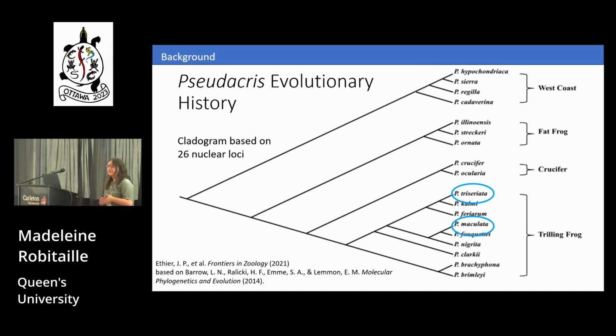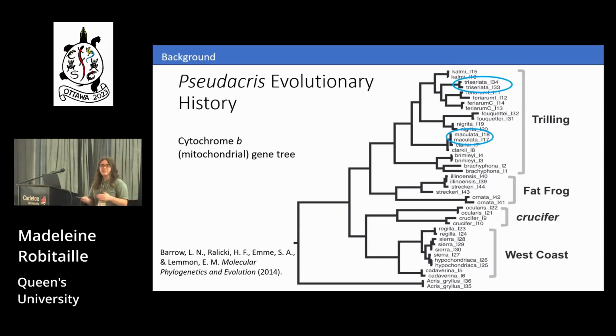This is a cladogram based on 26 nuclear loci. What we see here is that based on the nuclear genome, chorus frogs sort into 4 clades, with Pseudacris maculata and Pseudacris triseriata in the trilling frog clade. Now, if we take a look at a gene tree based on cytochrome B, which is a mitochondrial gene, we see that the same 4 clades are well supported. However, the relative position of Pseudacris maculata and Pseudacris triseriata compared to the other species in the genus is different when we look at the mitochondrial genome.